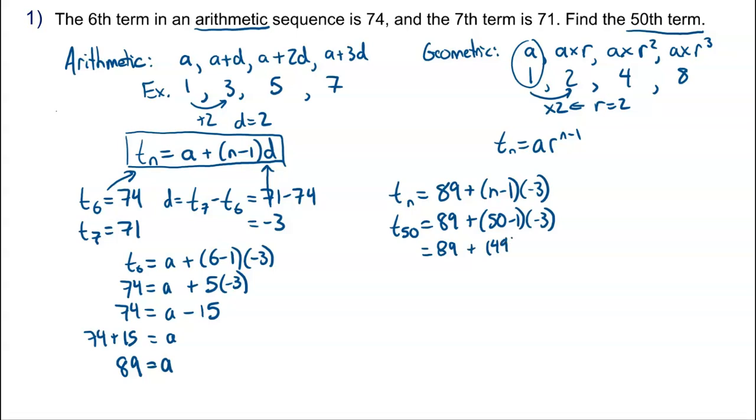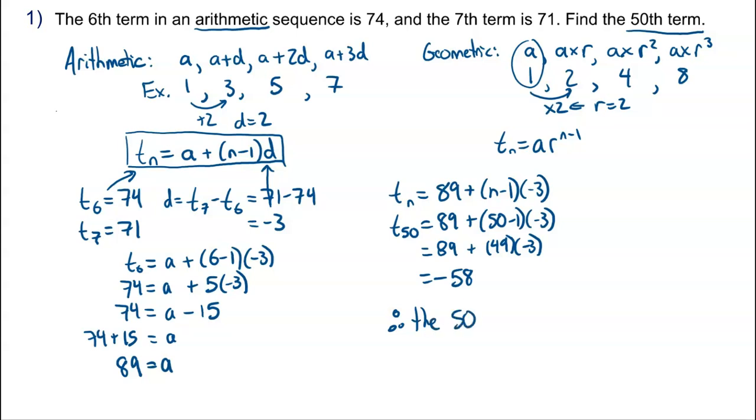And so really what we're doing is we're starting at that 89 term, and we're subtracting 3 49 times, which should make sense because every term that we go to after the first one goes down by 3. And so we get a final answer of negative 58.